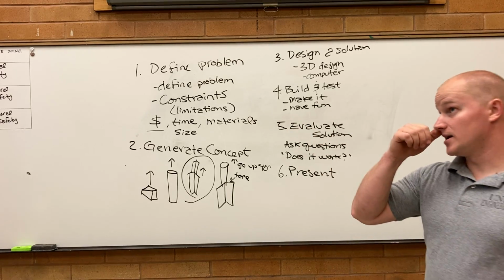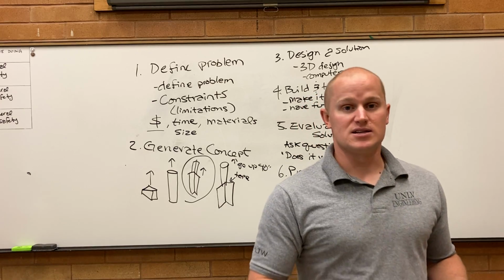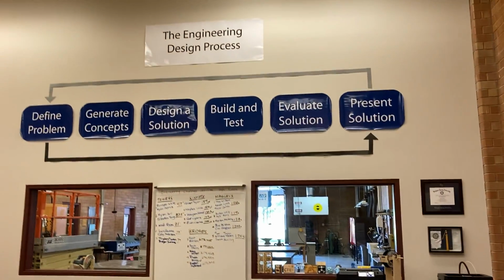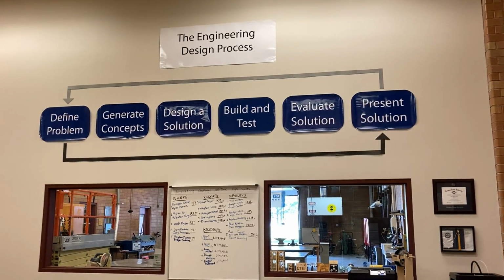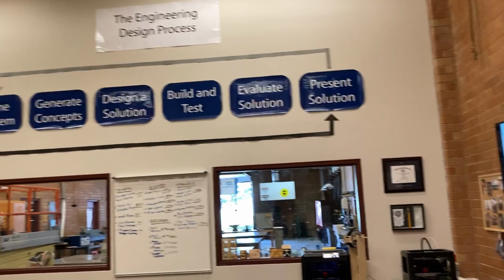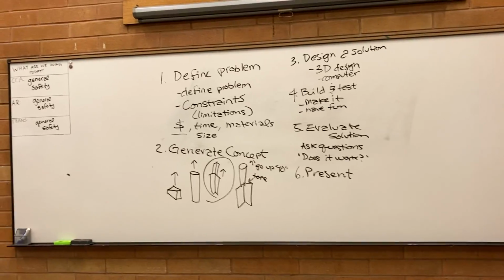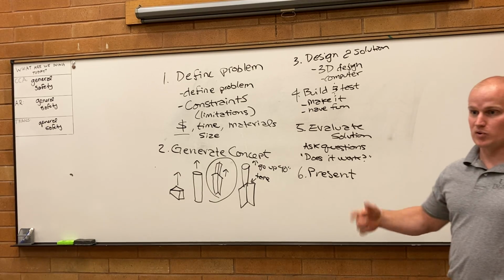Now this process, the engineering design process, is supposed to be iterative, which means it's supposed to repeat itself again and again and again. If you guys look up at the wall, you'll notice I put arrows on there that go in a circle. The idea here is this process is not a one-time thing. This process is meant to be repeated over and over again. Each time you go through the process, you're gonna improve and improve and improve and improve.